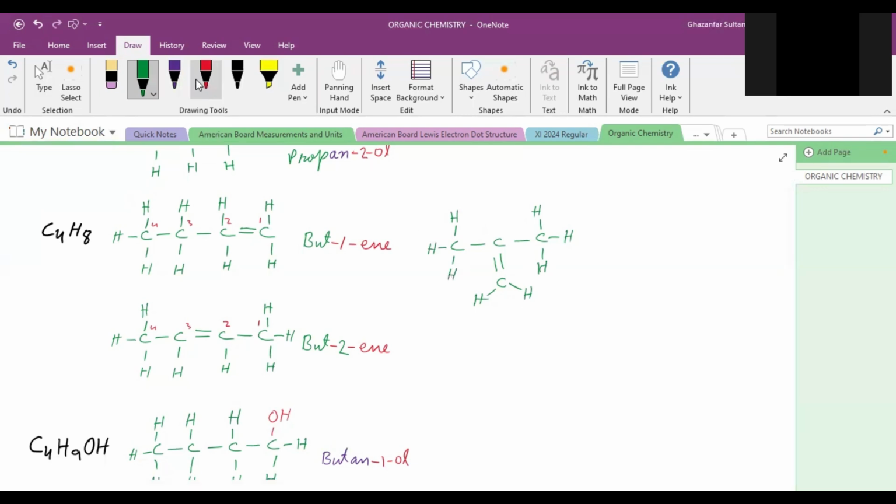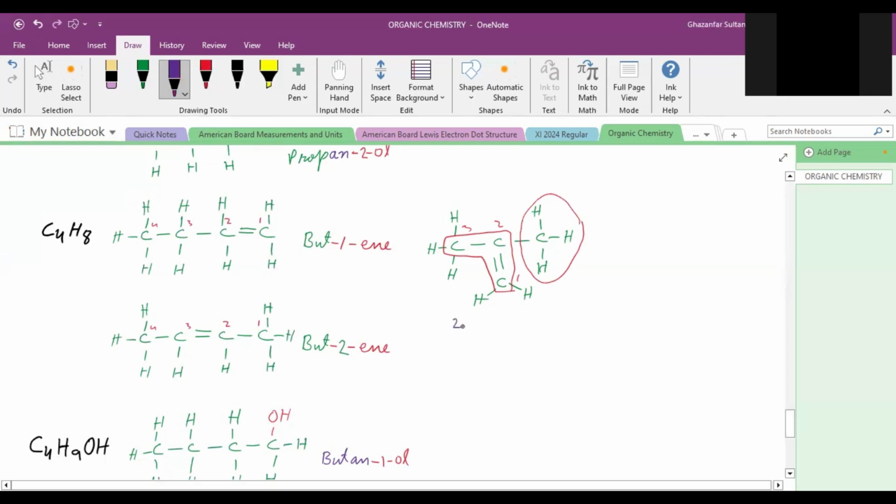Now what should be the basic chain? Remember that the basic chain must contain the double bond, in our syllabus. So this is the basic chain. This is carbon number 1, this is 2, and this is 3. On carbon number 2, there is a methyl group. So the name of this compound would be 2-methyl.